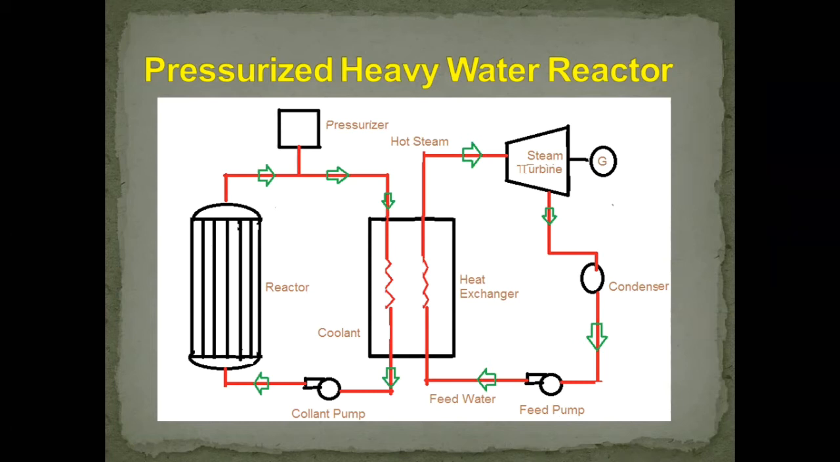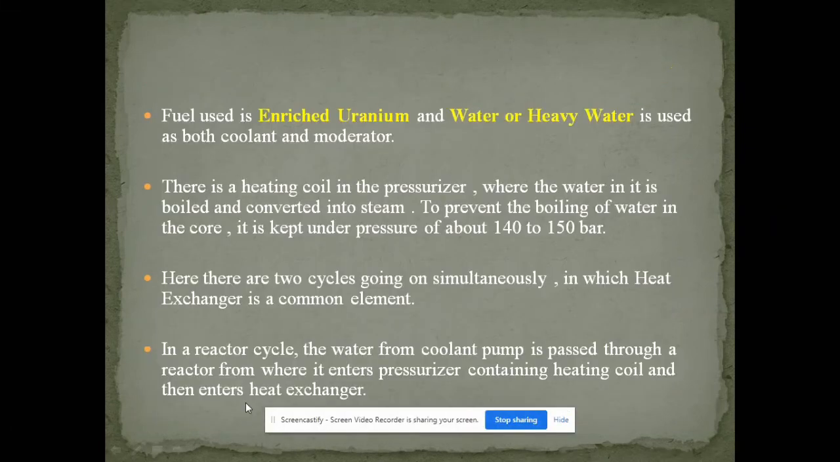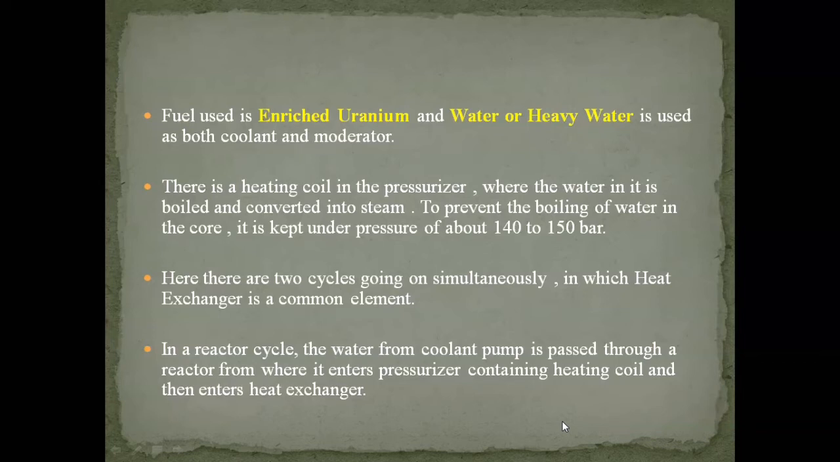You can see that there is a reactor, a pressurizer, one heat exchanger and a coolant pump. In the second cycle, it has a turbine, a condenser and a feed pump. So basically, here two cycles run at a time. One is the reactor cycle, and the other is the steam power cycle. Okay, so first of all, the fuel used is enriched uranium, and water or heavy water is used as both coolant and moderator.